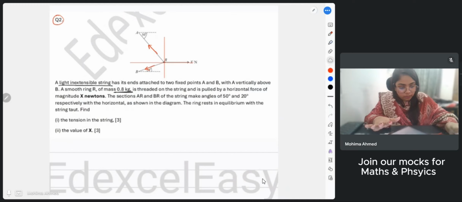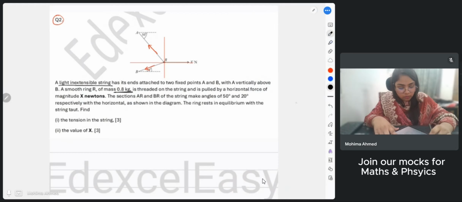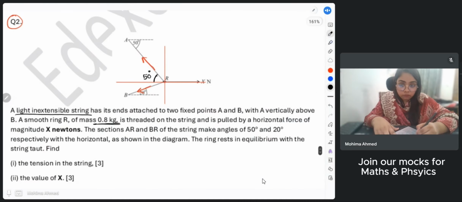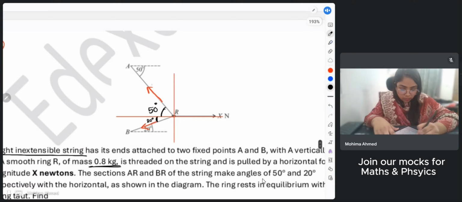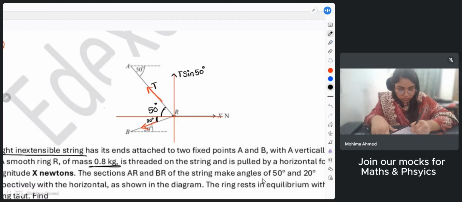Let me create the angles over here. If it was creating 50 degrees with the horizontal over here, it is going to create 50 degrees with the horizontal using the alternate segment theorem. And if it was creating 20 degrees with the horizontal, this portion would be 20 degrees. Now this is T, and on the vertical part it's going to be T sin 50 degrees. This T with the AR was creating an angle with the horizontal axis, so it's going to have a T cos component for the horizontal axis.